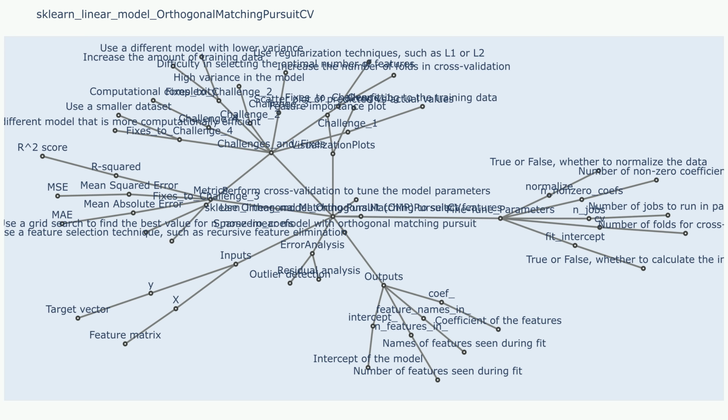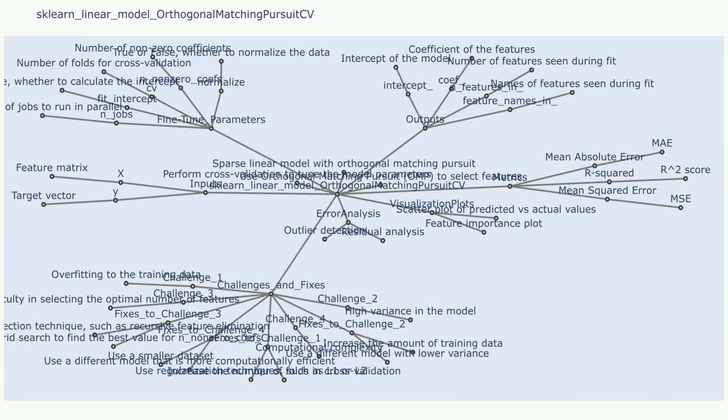sklearn, linear model, orthogonal matching pursuit CV. Description. Orthogonal matching pursuit CV implements orthogonal matching pursuit (OMP) with cross-validation to determine the optimal number of non-zero coefficients, n non-zero coefs, for sparse signal recovery.